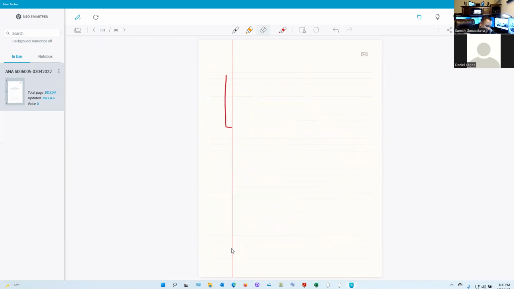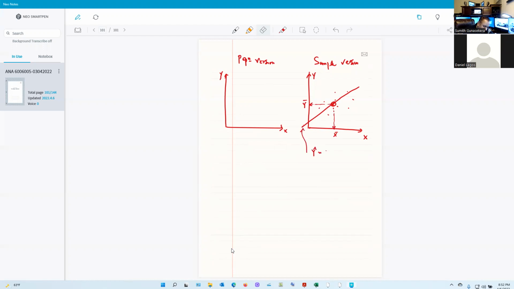If I draw this, this one is the population version, and this is the sample version. In the sample version, you have data scattered all over the place like this. Here you have y, here you have x. Now you're going to find this line that goes through the center. This is x bar, this is y bar. That's the center. The equation you write is the model: y hat equals b naught plus b1 x. It's the equation of the best line.